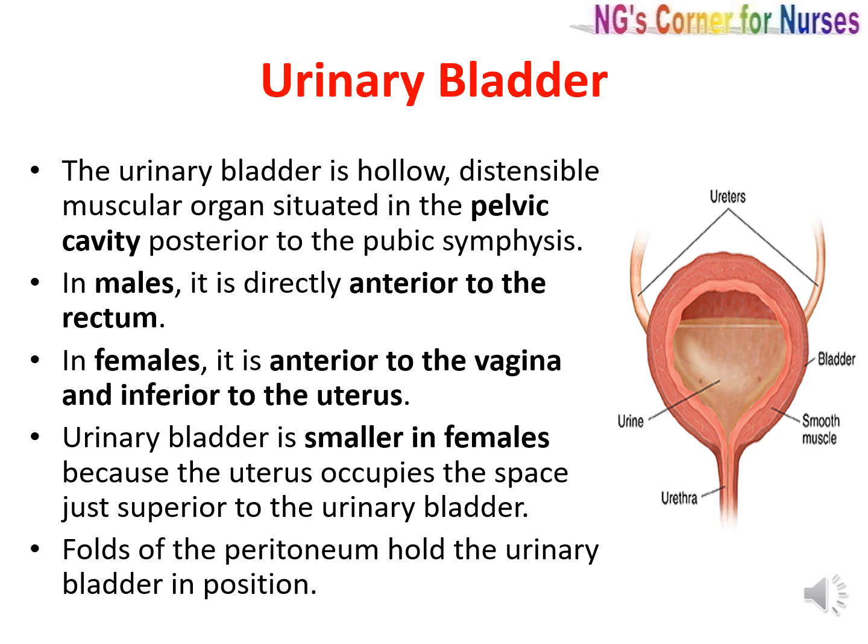The urinary bladder is a hollow, distensible, muscular organ which is situated in the pelvic cavity posterior to the pubic symphysis. In males, it is directly anterior to the rectum, and in females, it is anterior to the vagina and inferior to the uterus. Urinary bladder is smaller in females because the uterus occupies the space just superior to the urinary bladder, and the folds of the peritoneum hold the urinary bladder in position.